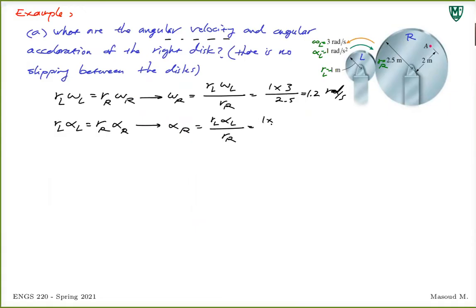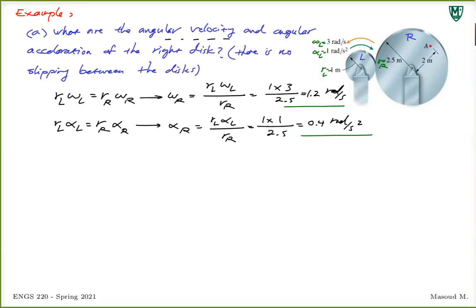RL is 1. Acceleration of the left disk is 1. Radius of the right disk is 2.5. So that becomes 1 over 2.5, that's 0.4 radian per second squared. There you go. Again, it was just an example to practice the equations. Pretty straightforward, I think.